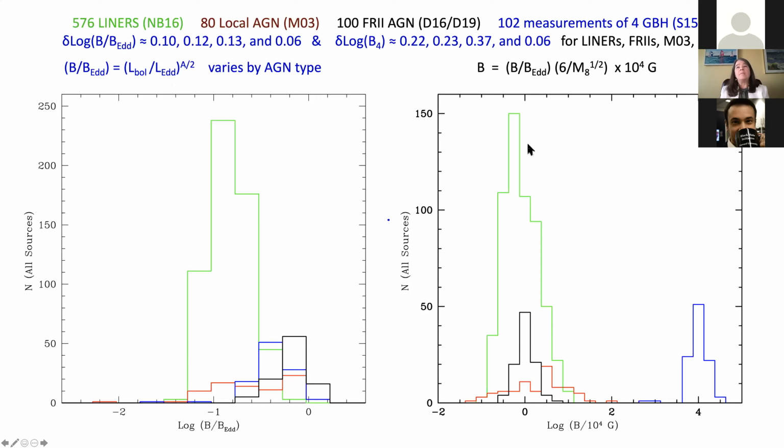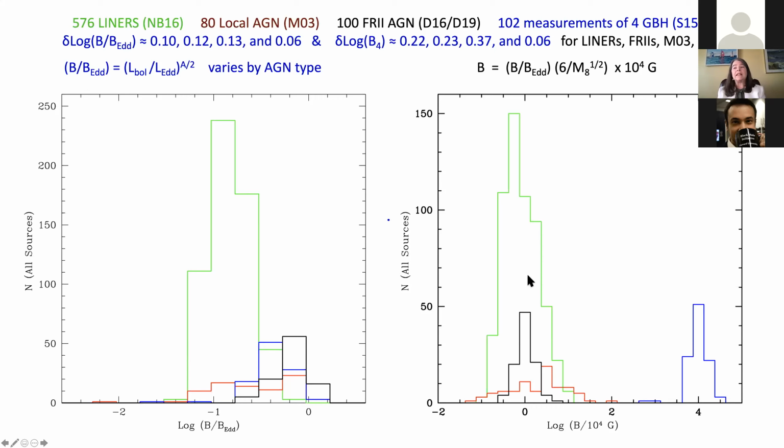Now we can remove the Eddington magnetic field strength by multiplying by it, and it turns out to be, in units of 10 to the 4 Gauss, around 6 divided by the black hole mass in units of 10 to the 8 solar masses to the 1/2 power. So this is showing the magnetic field strength of the disk in units of 10 to the 4 Gauss. Interestingly, we go from this, which is what is obtained directly, empirically, and unwrap it to get the field strength. And we notice that these are all lining up at field strengths of about 10 to the 4 Gauss.